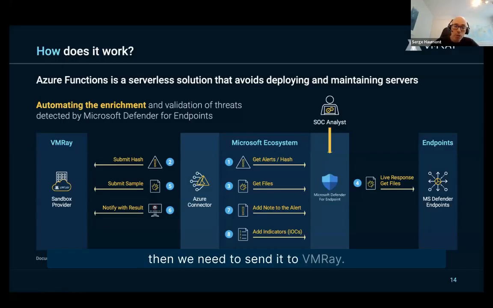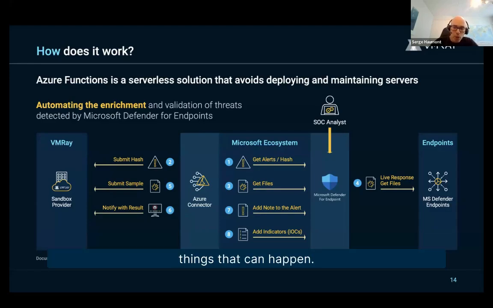Then we need to send it to VMRay, so that will be the next step. And VMRay runs a recursive dynamic analysis in about 3 minutes. So in the happy day scenario, we are talking about 5-6 minutes to actually get the file analyzed and sent back to Microsoft. When I was testing, quite often I could see the analysis in VMRay before I could even see the alert in Microsoft Defender. So that varies a bit.